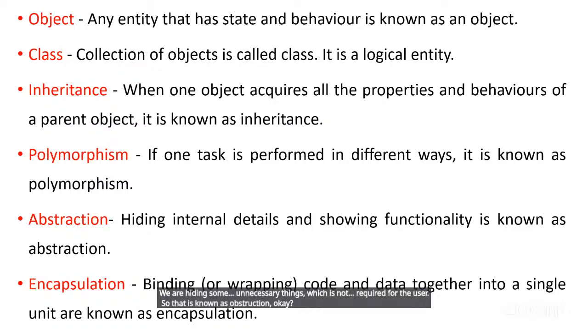Okay. And finally, encapsulation. Encapsulation means binding or wrapping the code and data together into a single unit. That is known as encapsulation. See, a class will be there, an object will be there. Both are going to work together. Then only the class will come into existence. That happens by the process of encapsulation, binding the code and data together into a single unit.